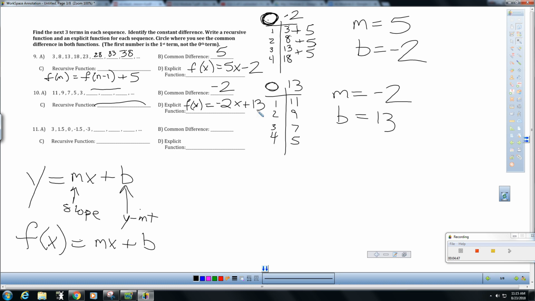Now, let's see if we could do this real quick. One more. This is harder. We got decimals. The first term was 3. The second term was 1.5. The third term was 0. What's our slope? So f of x equals, is it 1.5 or negative 1.5? Negative 1.5x. All right, we've got to find our y-intercept by putting a 0 in here. Can you follow the pattern?